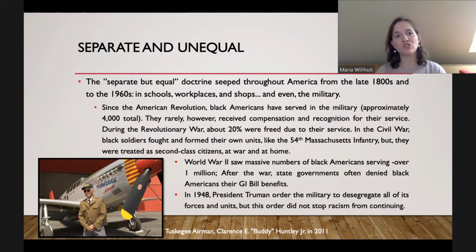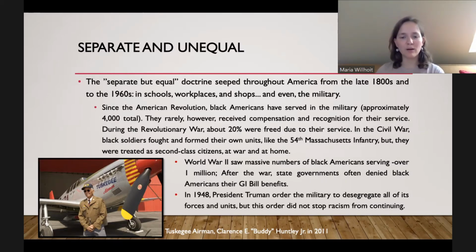World War II changes that, though. It really does. And this is why I say World War II is probably the most influential war in America besides the Civil War. World War II for Black Americans was major. Over 1 million Black Americans served in World War II. That's exceedingly more than who have served in the past wars. But the problem is, after the war, they're still treated as second class citizens.